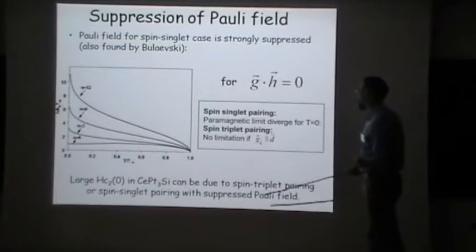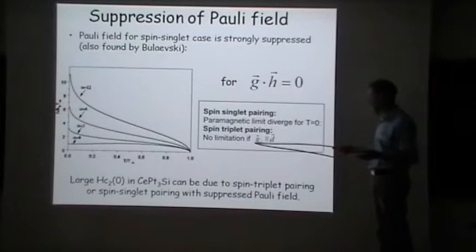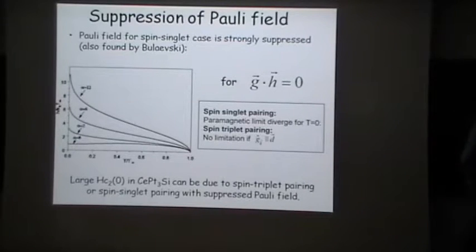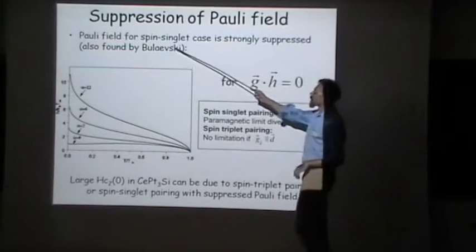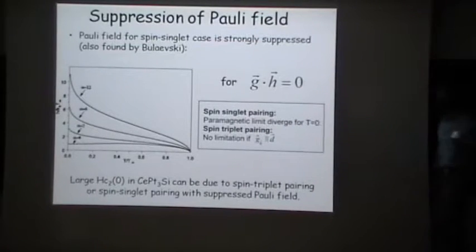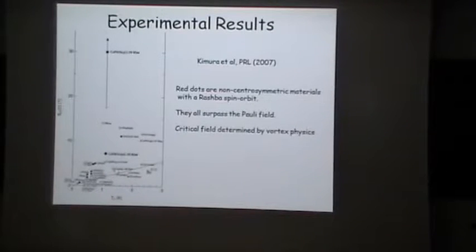For the spin triplet case, it turns out that the Pauli field is unaffected: there is no Pauli field for H parallel to d. So the spin triplet case is like before. All right, so we have a prediction that we can actually compare to experiment. And I should point out that we hadn't realized when we did the work, but this had already been pointed out by Bulaevskii in, I guess, the 1980s. And so we really looked at this problem back then and showed the same result.